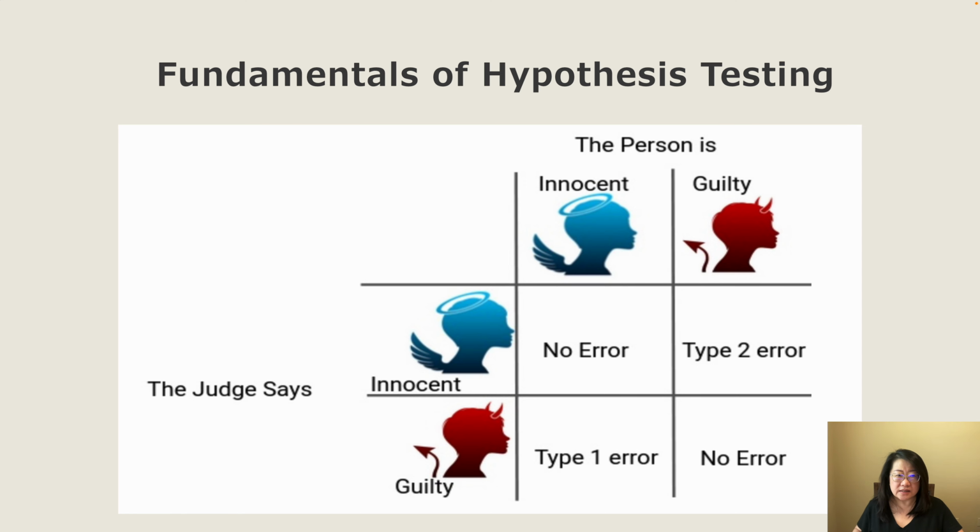If the person is innocent and the judge says he's innocent, then there's no error. Another situation is if the person is guilty and the judge thinks that he's guilty, there's no error either. The only 2 possible types of error that could happen are when the verdict is against the person while he was innocent, which is the type 1 error, or when the verdict is in favor of the person while he was guilty, which is the type 2 error.